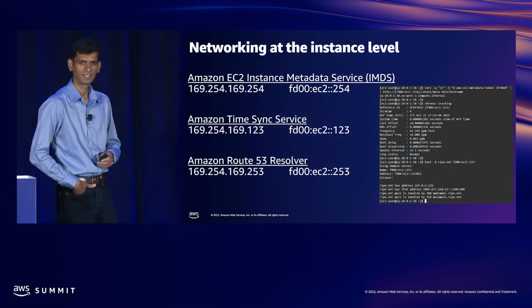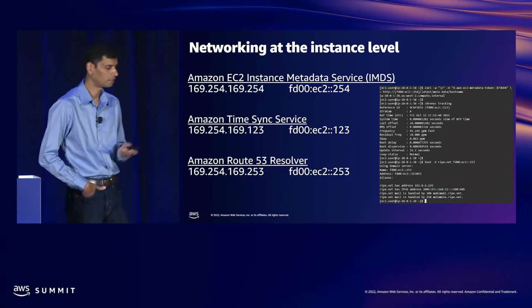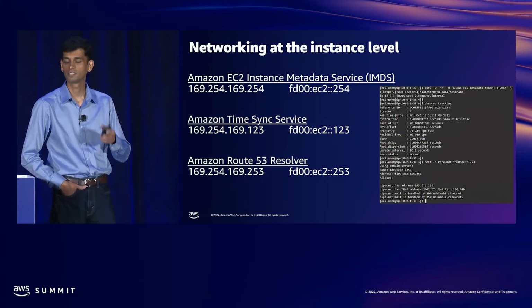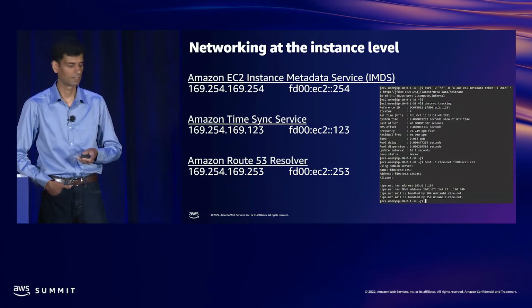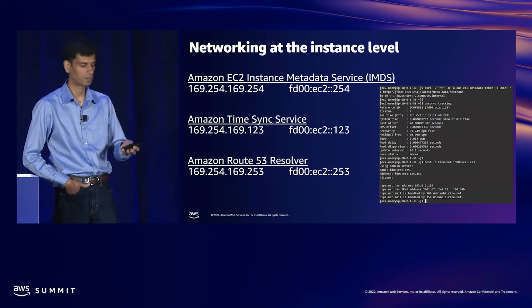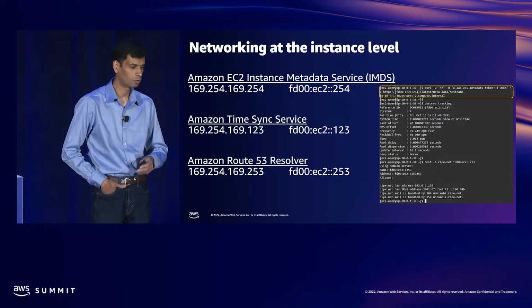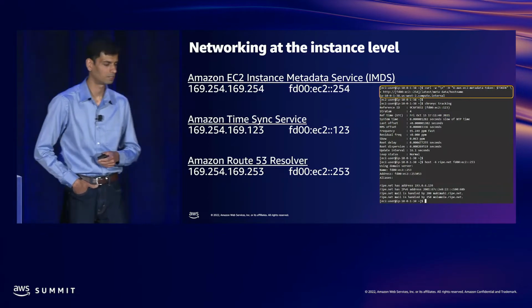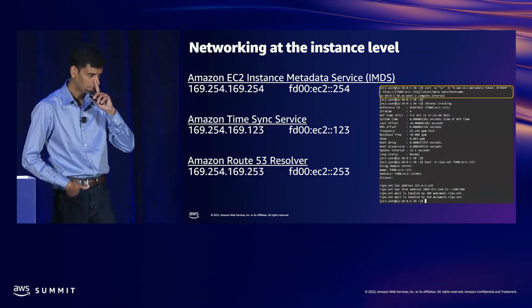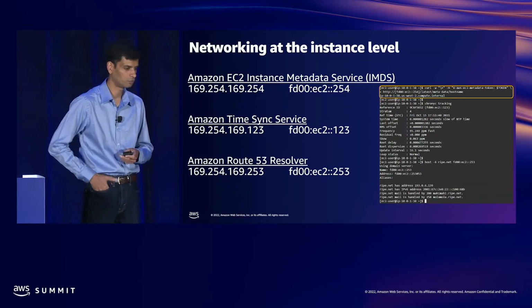All right, so at the instance level, there are three main services which you want to be aware of. The first one is the EC2 Instance Metadata Service, or IMDS, which I was mentioning earlier. And that, again, allows you to introspect the instance metadata. Here, again, I have an example where I'm querying the host name of the instance. And this is available at the 169.254 address. There is an IPv6 address for that service as well.